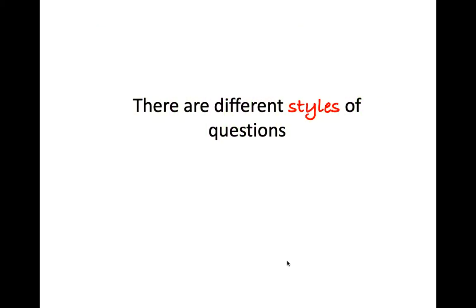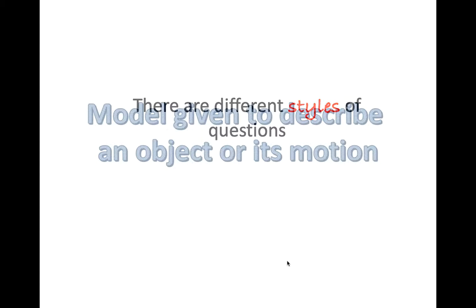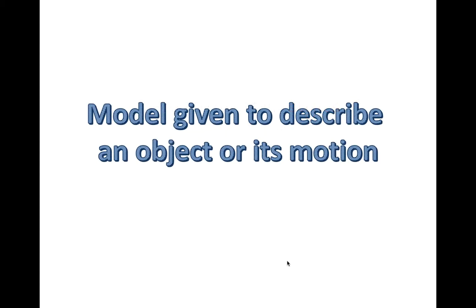So there are different styles of questions that we're going to look at, and I've tried to group them together to help you manage them a little bit better. The first one is where the model is given to us. It usually describes the motion of an object or the way in which something is behaving. But whatever it is, the model is given.